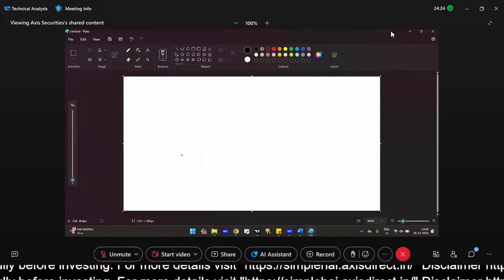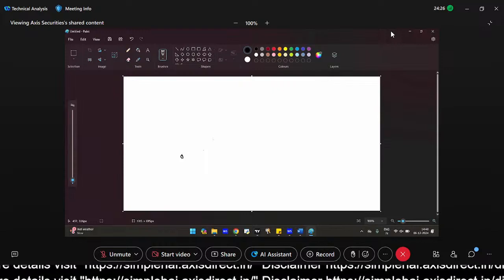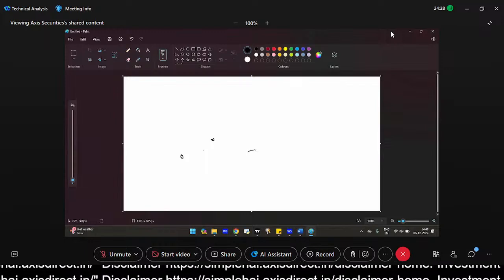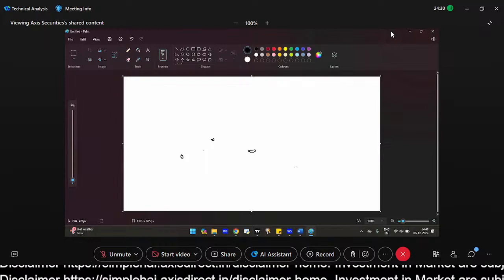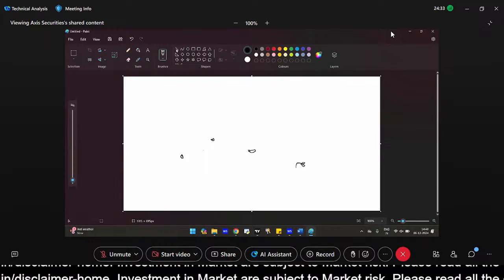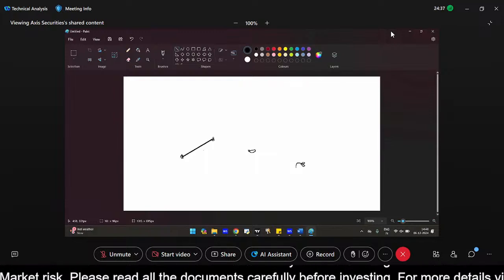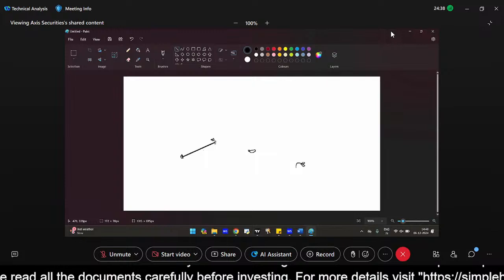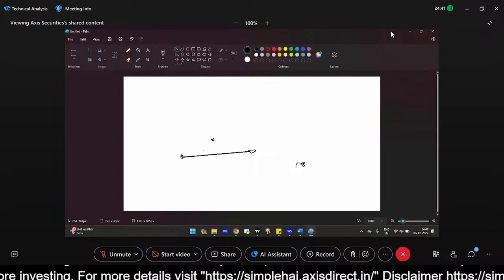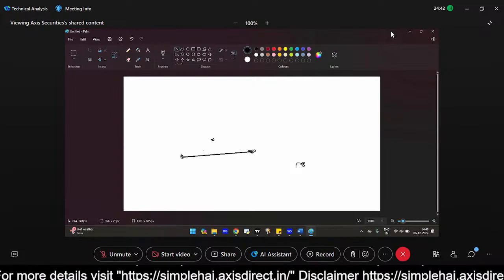So this is a point. This is a point. This is a point. Now, how will you draw a line? तो ये 2 points को when you join, it becomes a line. ये 2 points को जब आप join करते हो, it becomes a line.